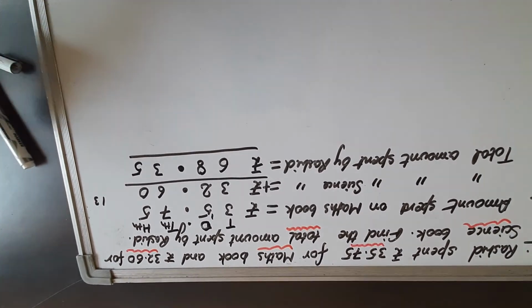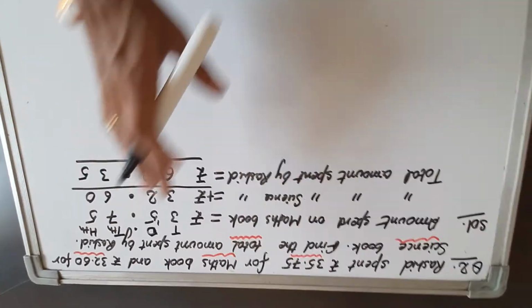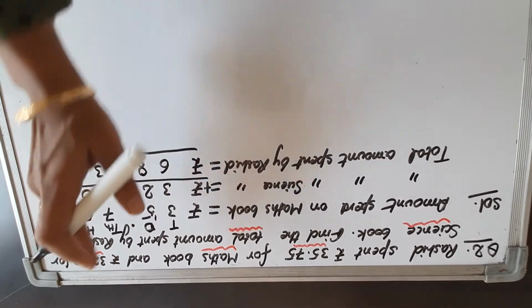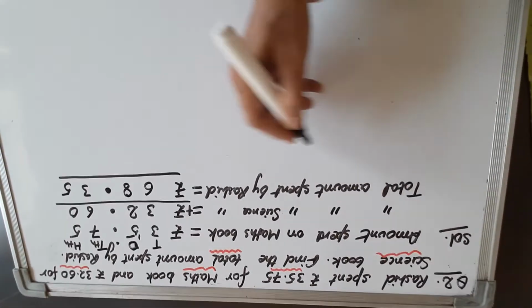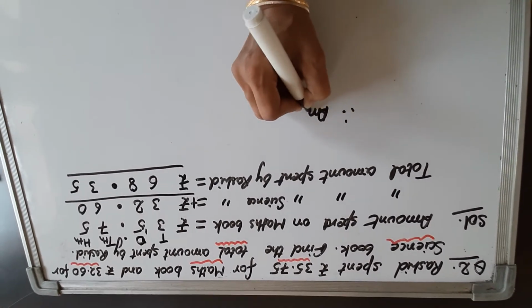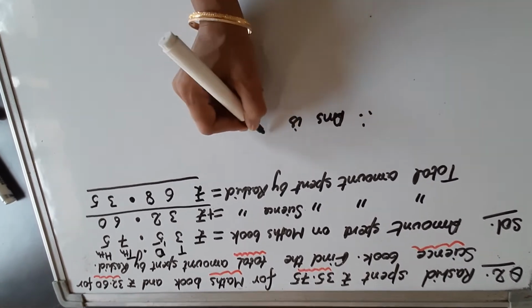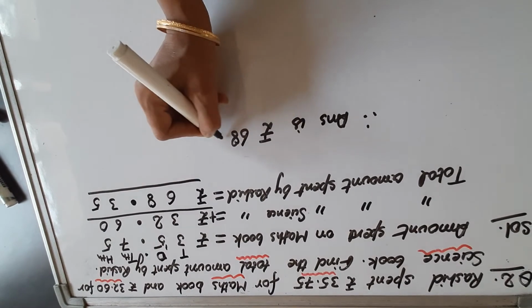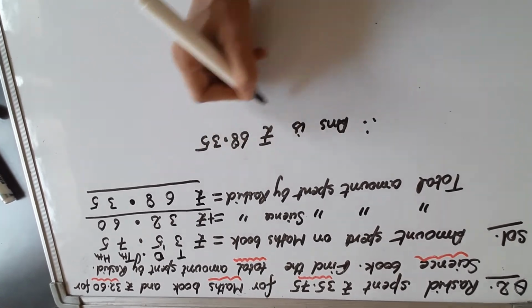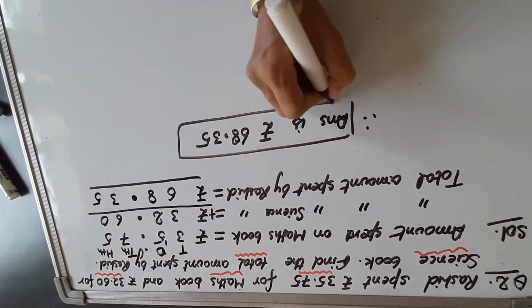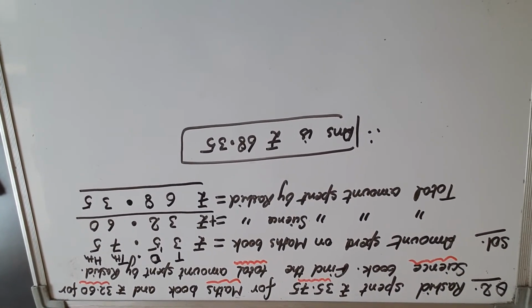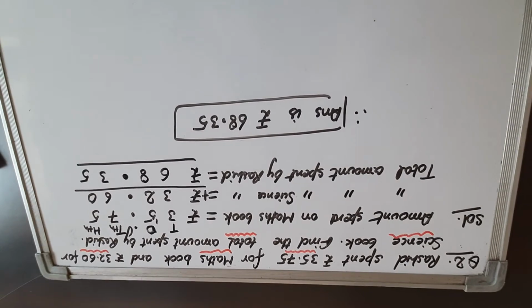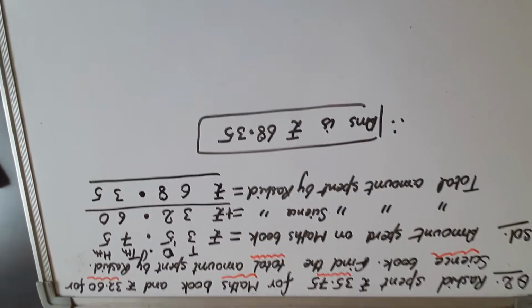So what is the amount which Rashid spent in purchasing the two books? It is 68 rupees 35 paisa. Therefore the answer is 68 rupees and 35 paisa. This is the answer. So I hope it is clear to you. Similarly, dear students, try the next question, question number 3, yourself.